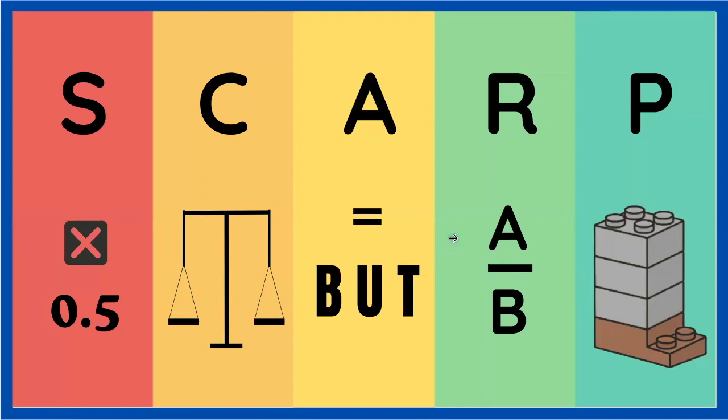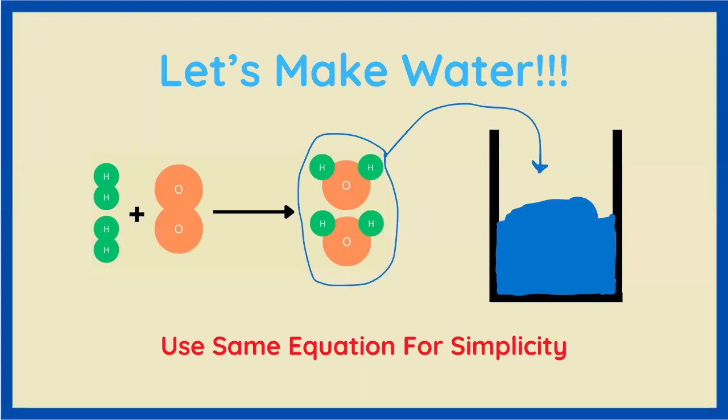In this video, we break down the 5 key features of a balanced chemical equation using the simple mnemonic SCARP that allows you to understand, build, analyze, and check balanced chemical equations. And we're going to use the same equation throughout the entire video for simplicity and consistency's sake.